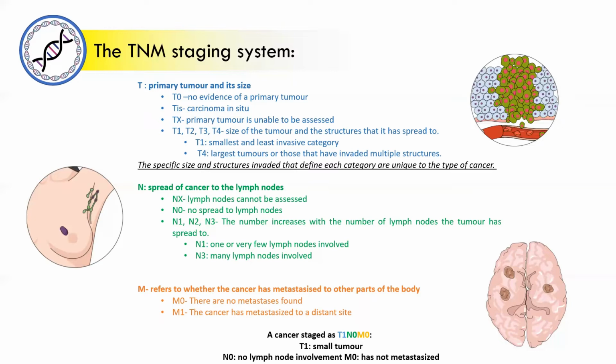M refers to whether the cancer has metastasized to other parts of the body. M0, there are no metastases found. M1, the cancer has metastasized to a distant site. As an example, a cancer stage T1, N0, M0 would refer to a small tumor that has not spread to any lymph nodes and has not metastasized.